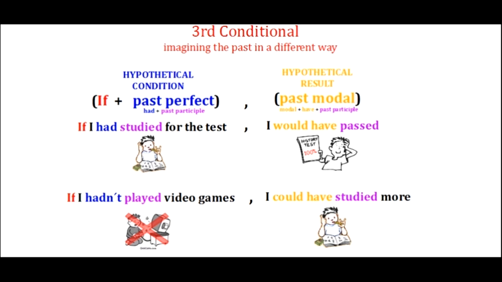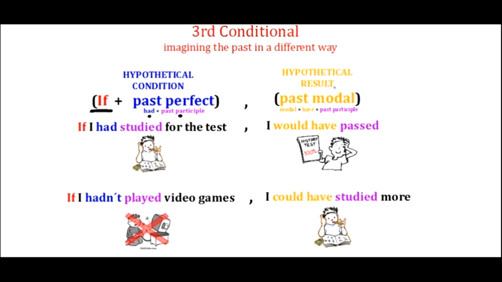All right, so remember we said the third conditional is imagining the past in a different way. So we start with a hypothetical condition. We always use if to set a condition. And when we're thinking about the past in a hypothetical way, we use the past perfect. So remember, the past perfect is had for the auxiliary verb and the past participle for our principal verb. And that's the hypothetical condition.